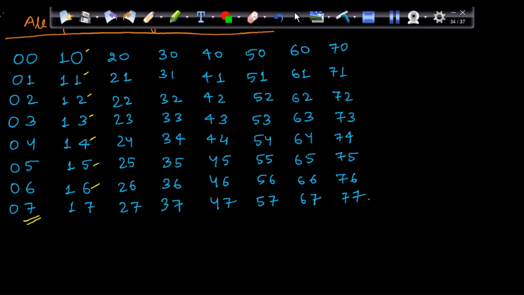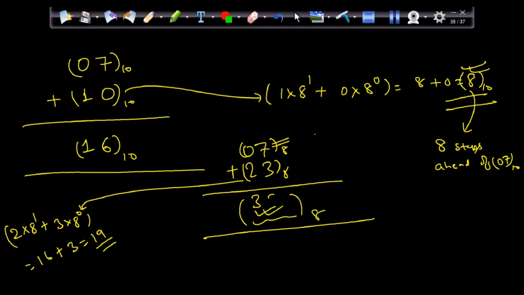Now, at any column, how many numbers are there? 8 numbers. Okay. At any column, you have 8 numbers. So 8 numbers, 16 numbers plus 3. So the answer is 32. Answer is 32. This is the visualization of what happens during the addition.